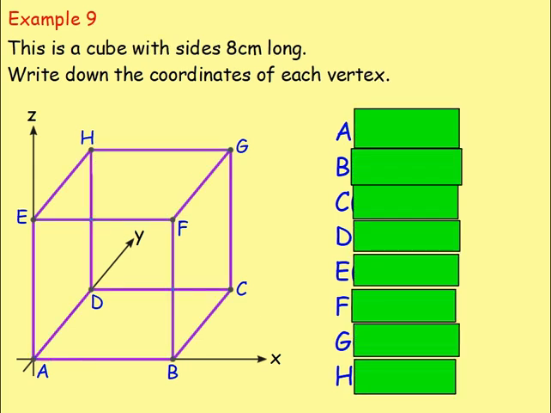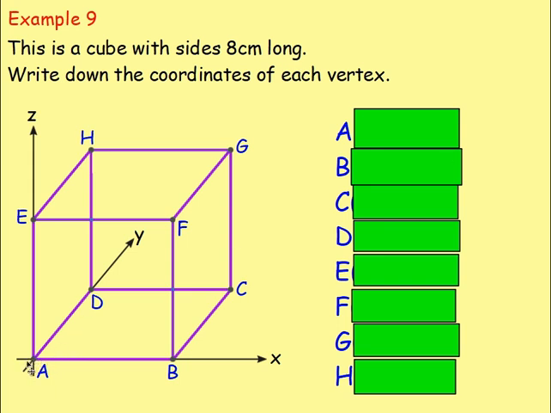Here's one that's very, very similar. This is a cube, this time with 8 centimeter long sides. Write down the coordinates of each vertex. This is very similar to the last example, so I'll go over this one a little bit quicker, but you may want to test yourself by seeing if you can do this one.